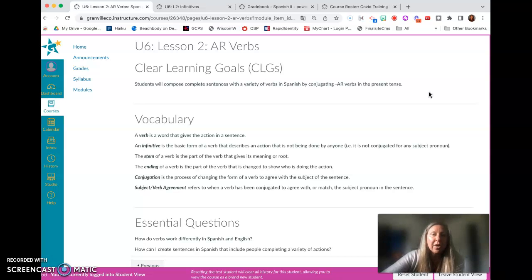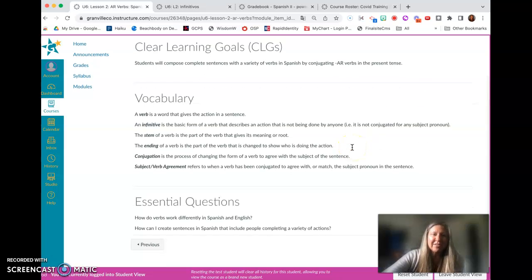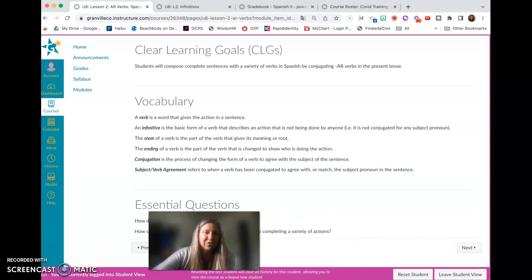So those are infinitives. And in Spanish, an infinitive is a verb, but it's in its basic form, and we need to conjugate or work with these verbs. So the next vocabulary word you see here is the stem. So the stem of a verb is the part of the verb that gives its meaning or root. So you begin with the infinitive, and then we have to change a few things to get to the stem of that verb.